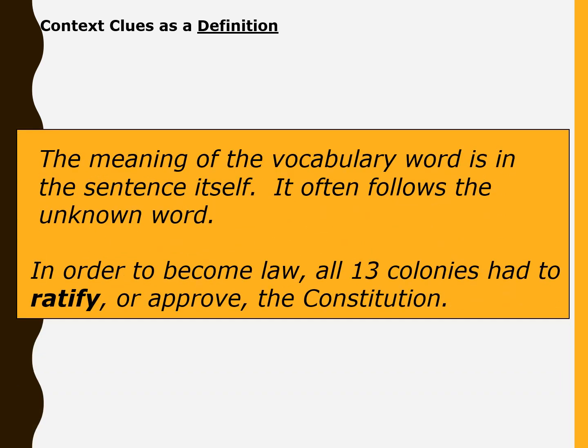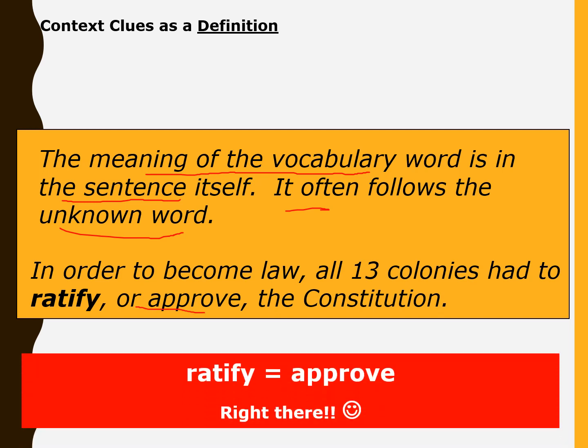Alright, next we are going to look into another context clue, which is a definition. Sometimes the meaning of the vocabulary word is in the sentence itself, and it often follows the unknown word. For example, in order to become law, all 13 colonies had to ratify or approve the constitution. So in this case, based on this sentence, we can say that ratify has the same meaning as approve.